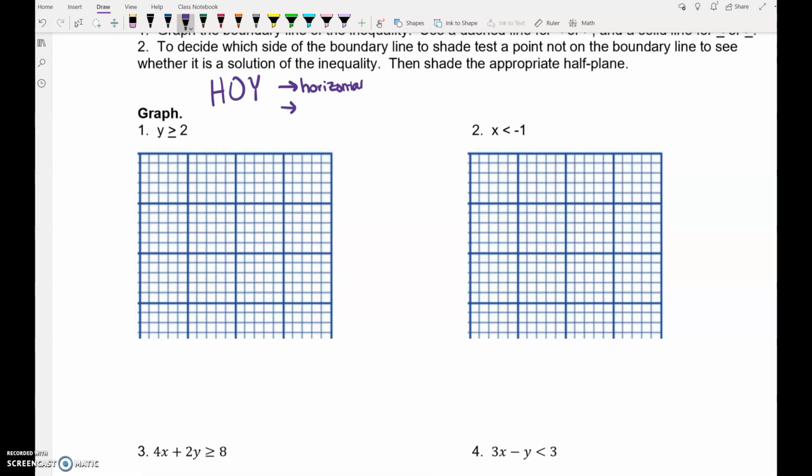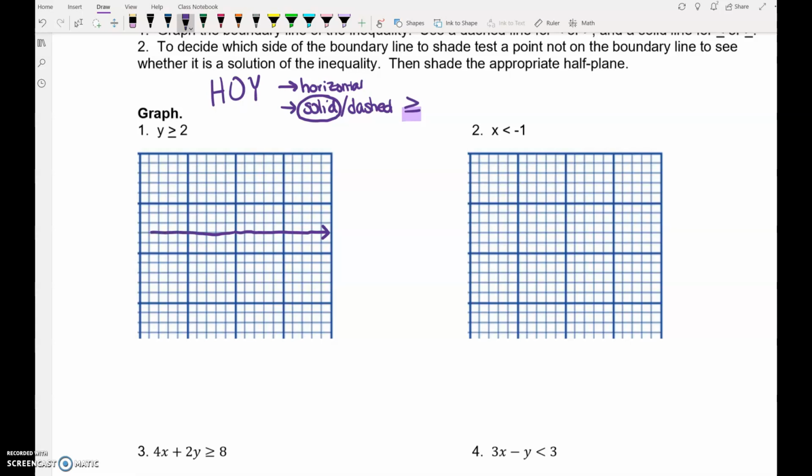Before we draw in the line, we need to think about if this line needs to be a solid line or a dashed line. And we decide by looking at the inequality symbol. If it's a plain greater than, it's a dashed line. If it's a greater than or equal to, it's going to be a solid line. So this one's going to be solid because of the equal to portion of that symbol. So horizontal solid line at 2.